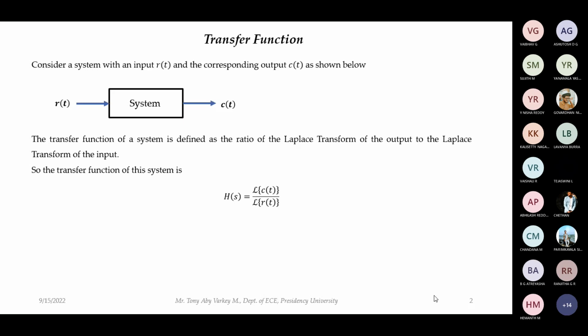I will be using the letter capital H, or capital G, to denote transfer function. Here I am using capital H. So capital H of s is equal to Laplace transform of c of t, which is the Laplace transform of output, divided by Laplace transform of r of t, which is the Laplace transform of input. This is the definition. Please remember it is the ratio of the Laplace transform of output to the Laplace transform of input.